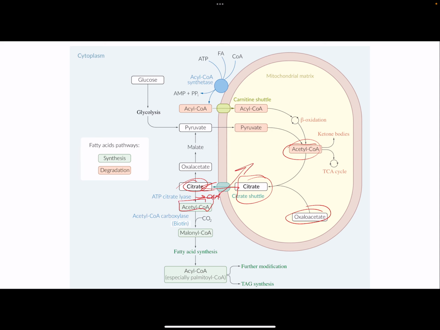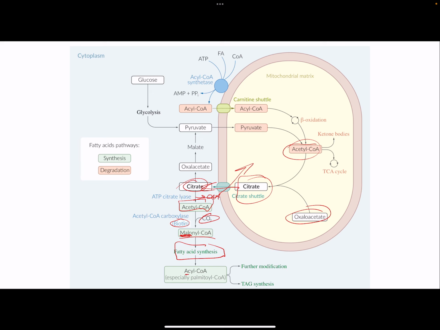Here's our acetyl-CoA. For reasons that are above my pay grade, we're going to use biotin to add a carbon group. Malonyl always means 3. For some reason, this is an input. So now we take this malonyl, blah, blah, blah. We put it into beta reduction, exact opposite of beta oxidation.